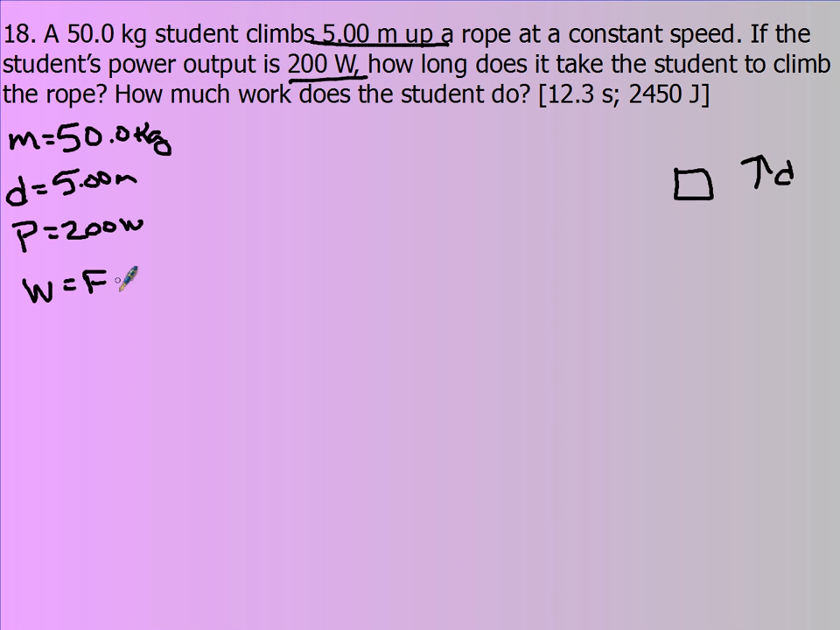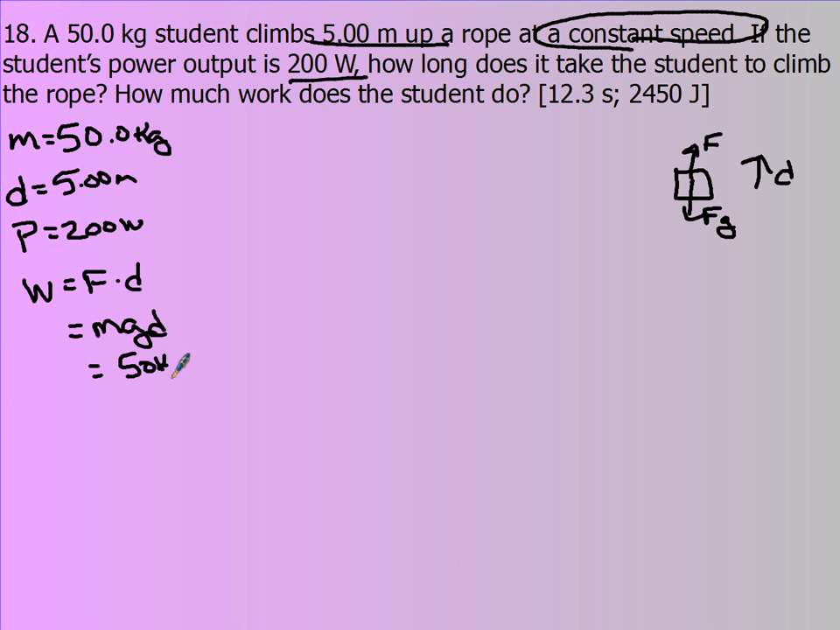Work is force through a distance. Now, what force is the student having to apply? Well, when I do my free body diagram, I see that because we're at a constant speed, the force has got to equal his weight. So this is mg times d. So his mass is 50 kilograms, gravity is 9.8 meters per second squared, and the distance covered is 5 meters. So this becomes 2,450 joules. So he does 2,450 joules of work going up.